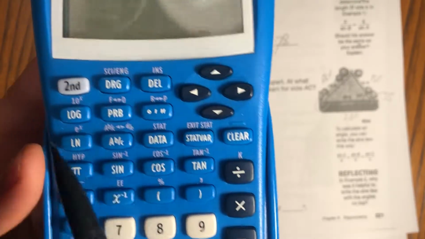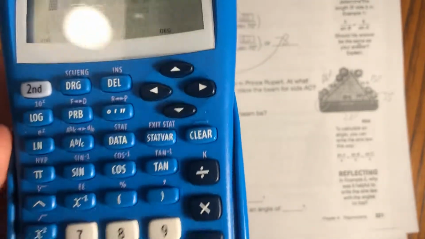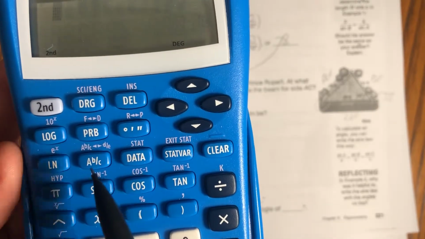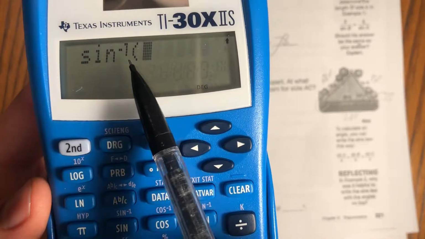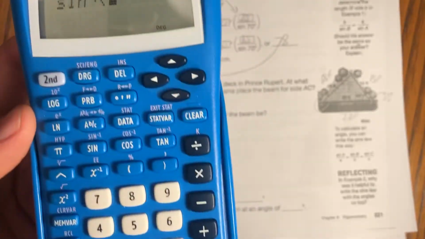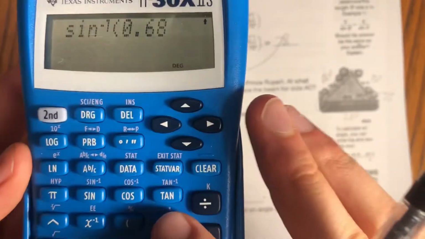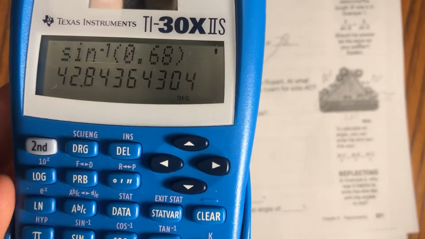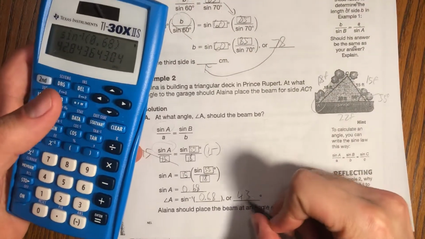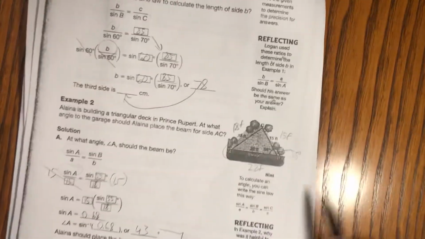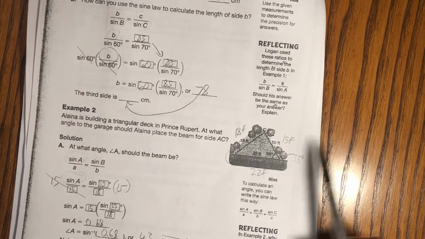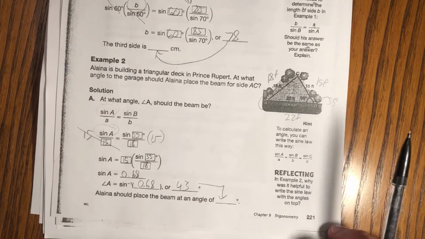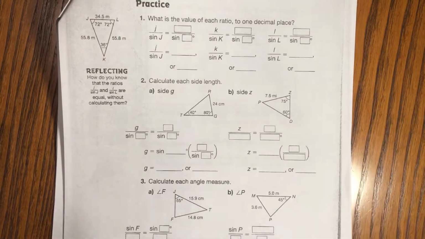So inverse sine, to get to that, you have to click the blue second function button, which opens up all the light blue stuff. And you click sine. And some calculators just show sine inverse, which is -1. And then you put 0.68 equals 43 degrees. Does that make sense? We're looking at the angle 43 and it's 15, 55, 18. Yeah, it makes sense. So we got that one. Excellent. So moving on to practice.